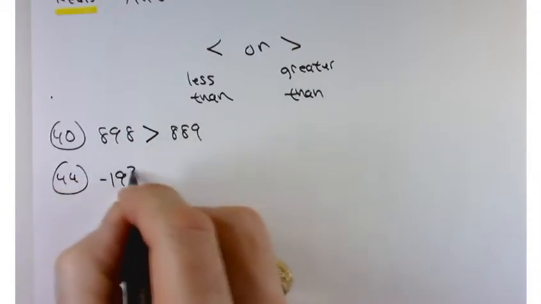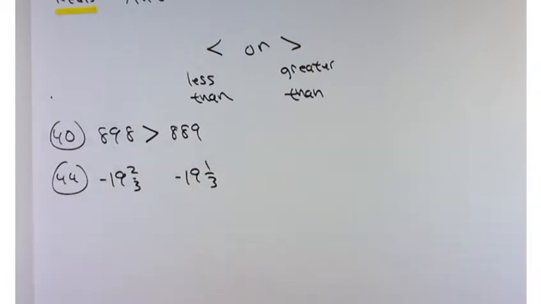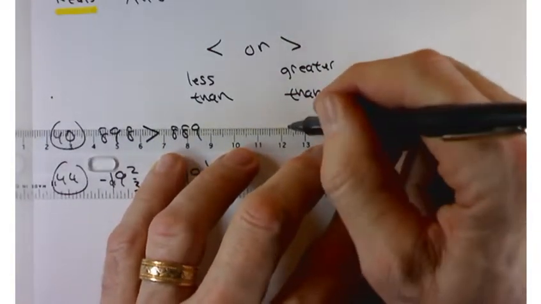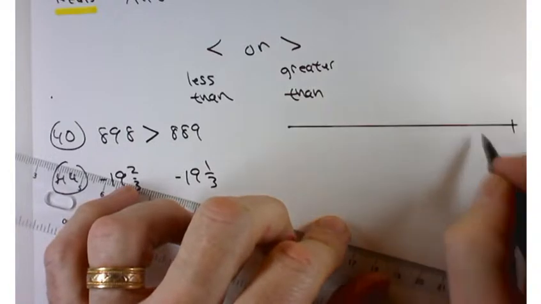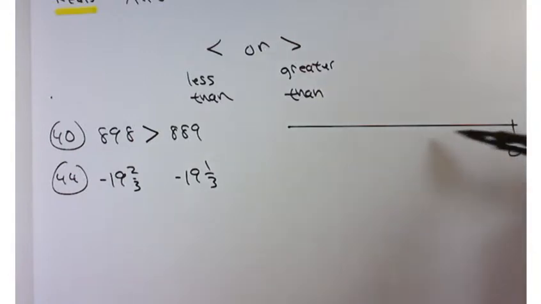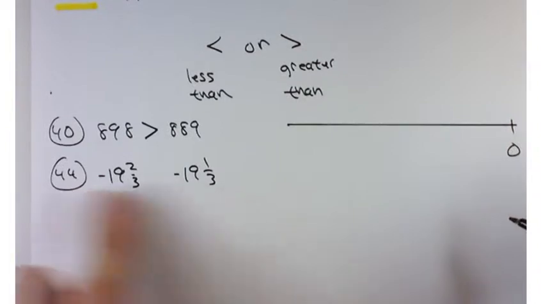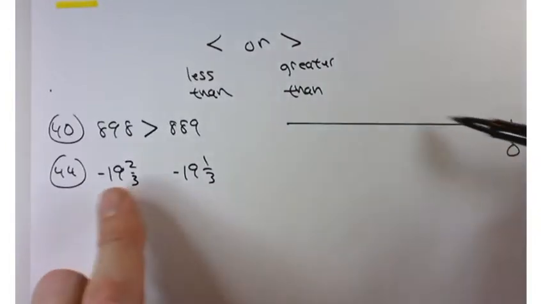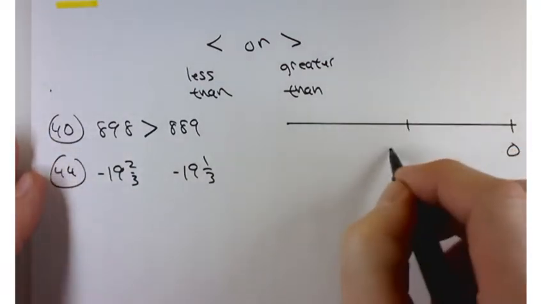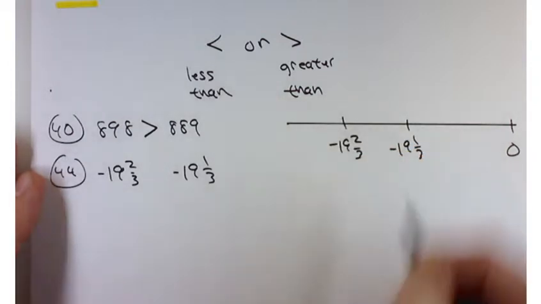Negative 19 and 2/3 and negative 19 and 1/3. So what I suggest you keep in mind is that smaller numbers are to the left. Let me start out by putting a 0 here. As I move out the number line to the left of 0, which one of these am I going to run into first? Negative 19 and 1/3, and then further to the left would be negative 19 and 2/3.